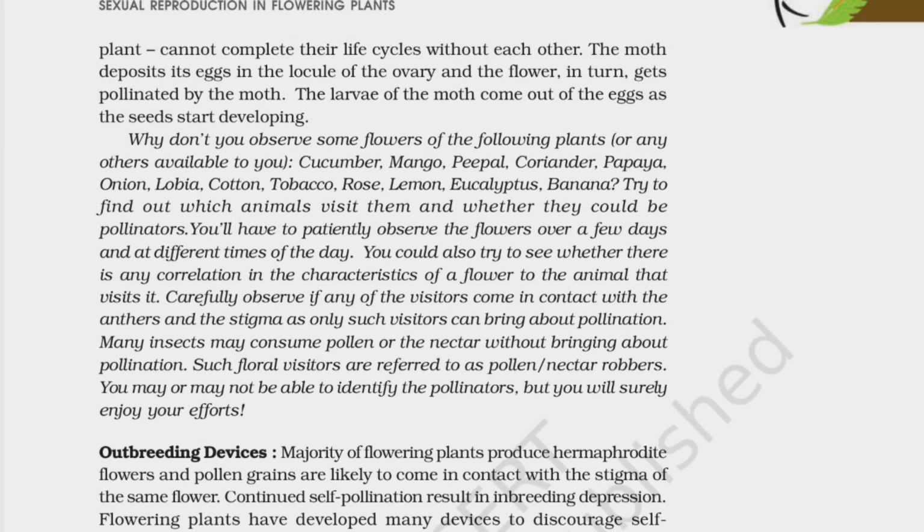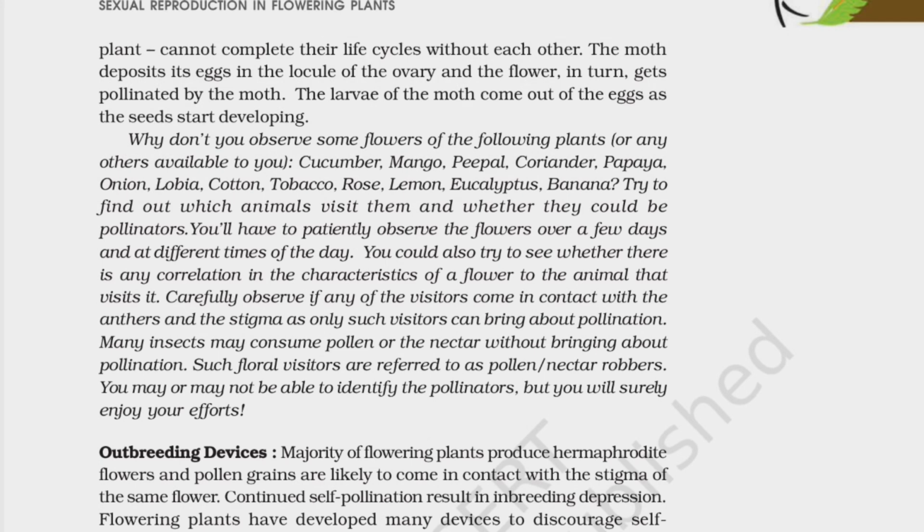Why don't you observe some flowers of the flowering plants or any other available to you? Cucumber, mango, peepal, coriander, papaya, onion, lobia, cotton, tobacco, rose, lemon, eucalyptus, banana. Try to find out which animals visit them and whether they could be pollinating. You have to patiently observe the flowers over a few days and at different times of day. You could also try to see whether there is any correlation in the characteristics of the flower to the animal that visited. Carefully observe it.